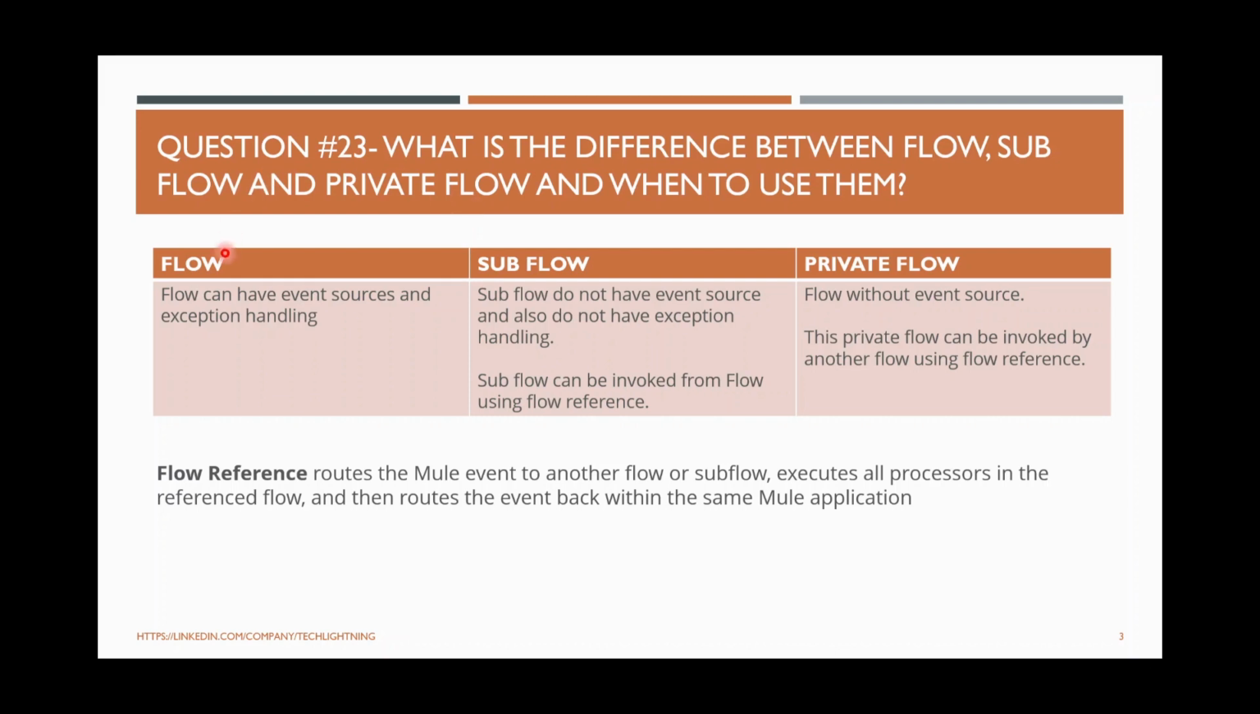Normally, if you look at it, a flow will have an event source. Event source is nothing but the trigger, how we trigger our Mule flow. It could be your HTTP listener, or a scheduler, or a file listener, for example when a new file is updated. And the same flow can also have exception handling.